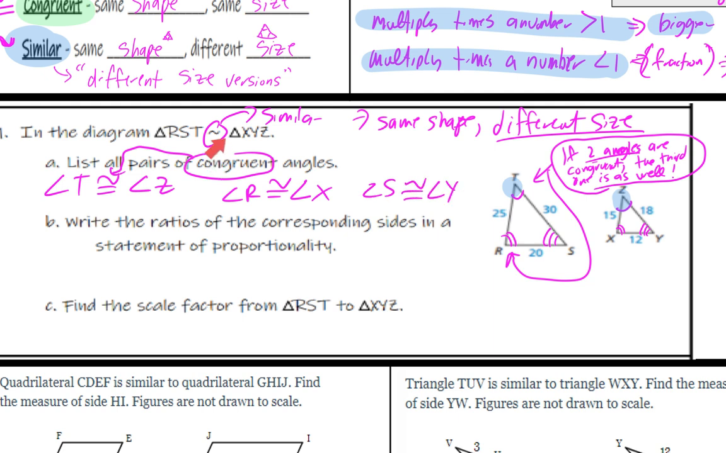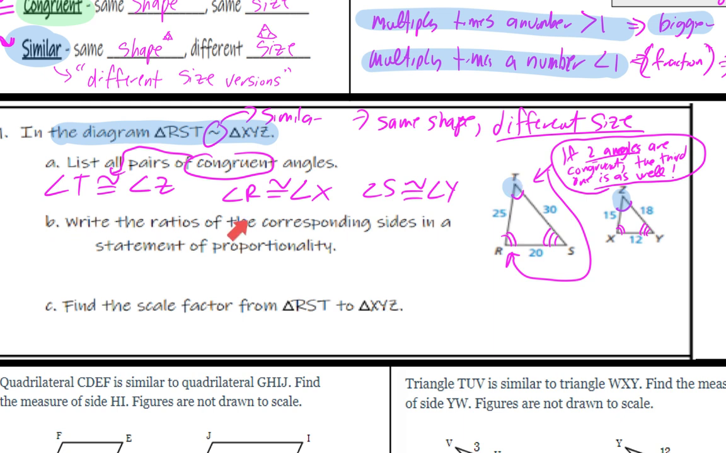Okay, so if they told us that they are similar, that's what it says right here. So this is what we need to remember. It says those triangles are similar. And we know that R corresponds with X because it's the first one and the first one. S is in the middle, Y is in the middle. Then T, and then Z.